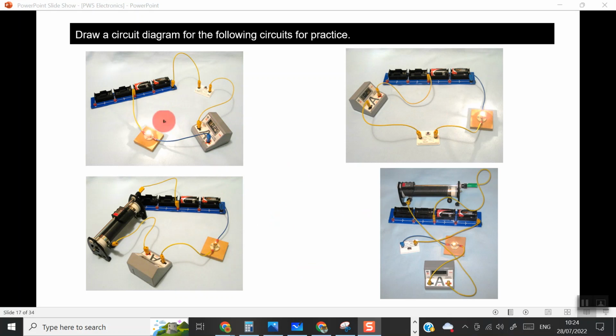If we have a look just at the components, you have the battery, a switch, an ammeter, and a light source. Battery, light source, switch, and ammeter. Here you have a variable resistor, that's what this is, a battery source, a light, and an ammeter. And then up here you have a variable resistor, a battery, a light source, a switch, and an ammeter.